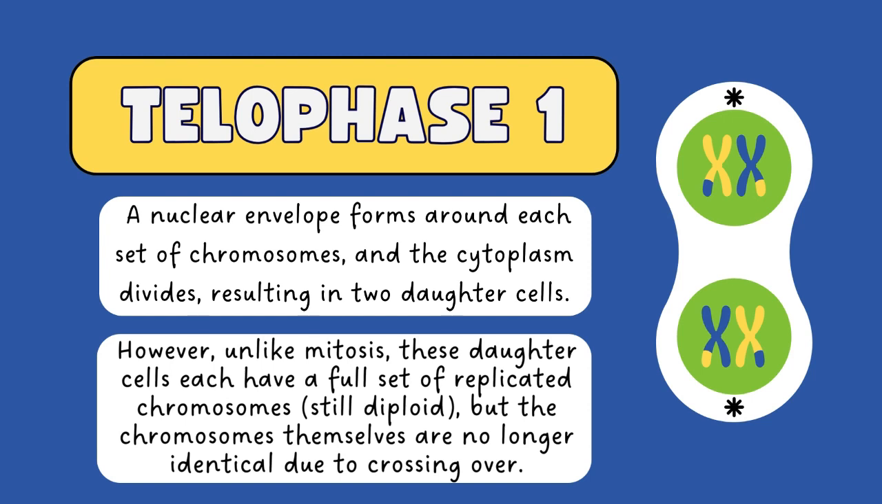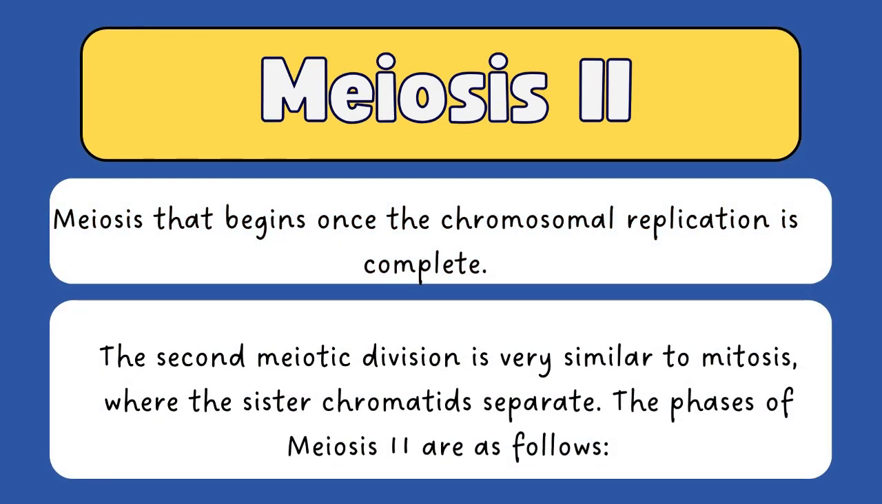Diploid means a cell that has a complete set of chromosomes with a total of 46 chromosomes. But the chromosomes themselves are no longer identical due to the crossing over that occurred in the prophase 1. So, after telophase 1, it will now move on to the second process, which is the meiosis 2.